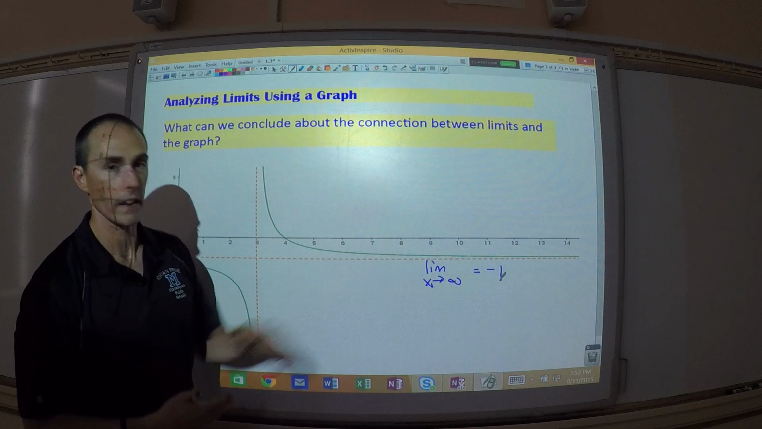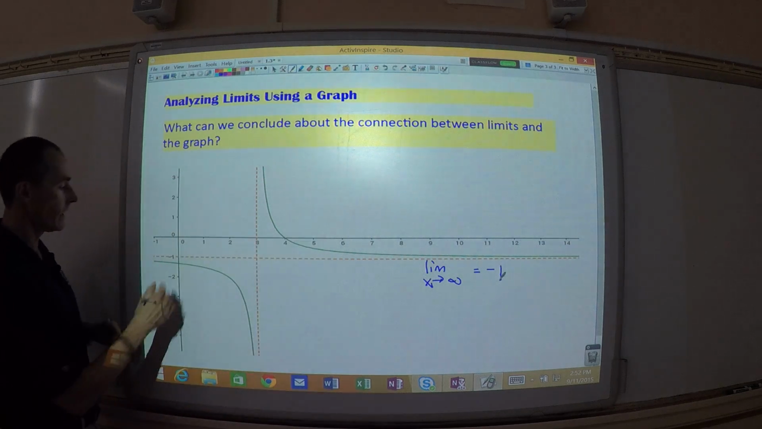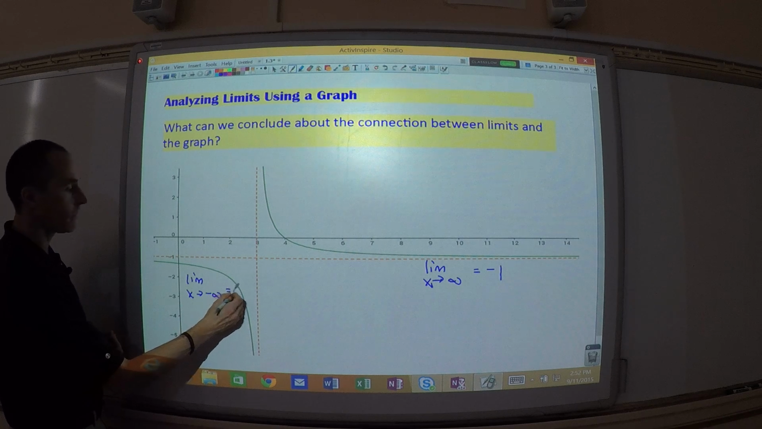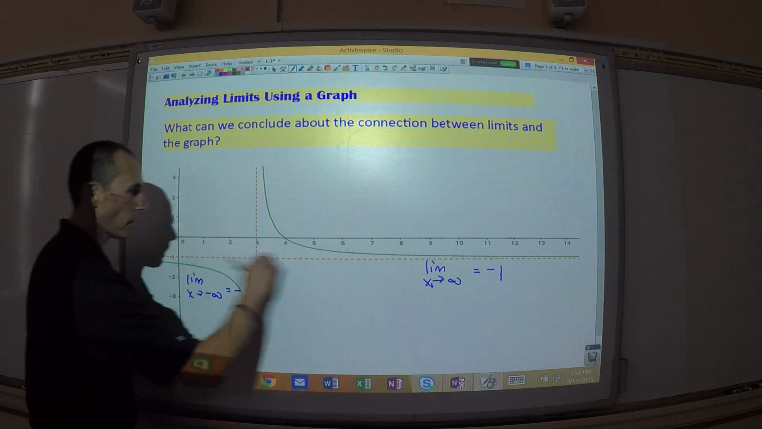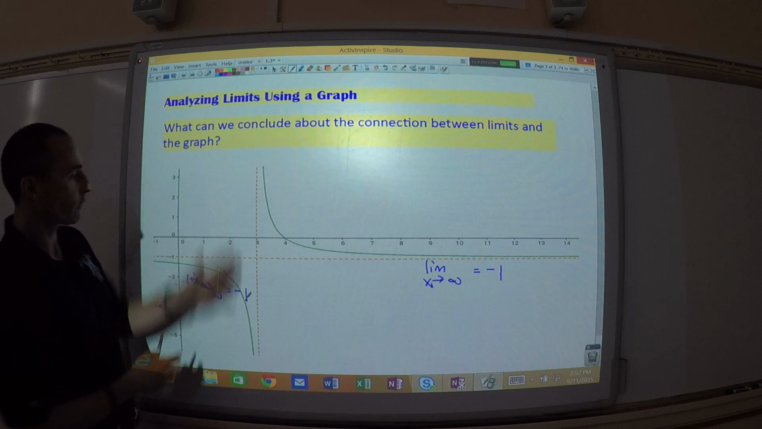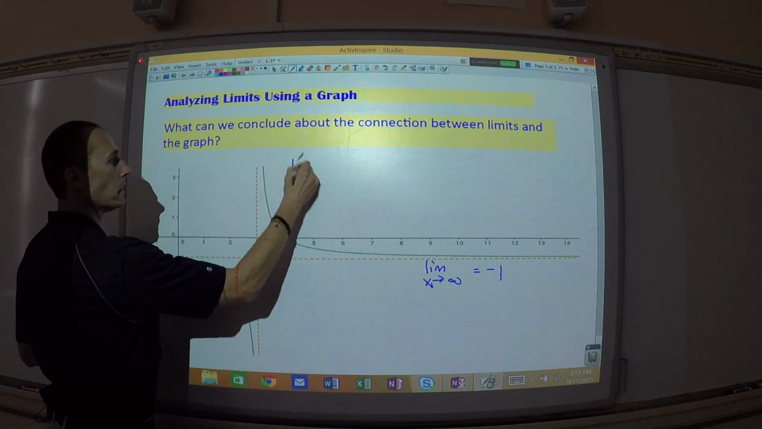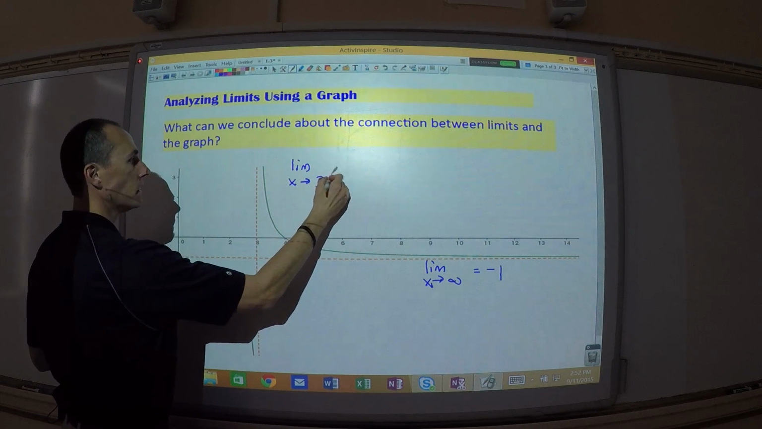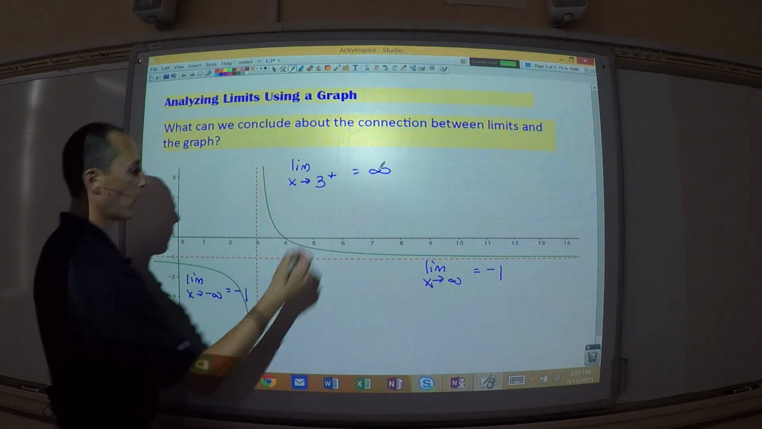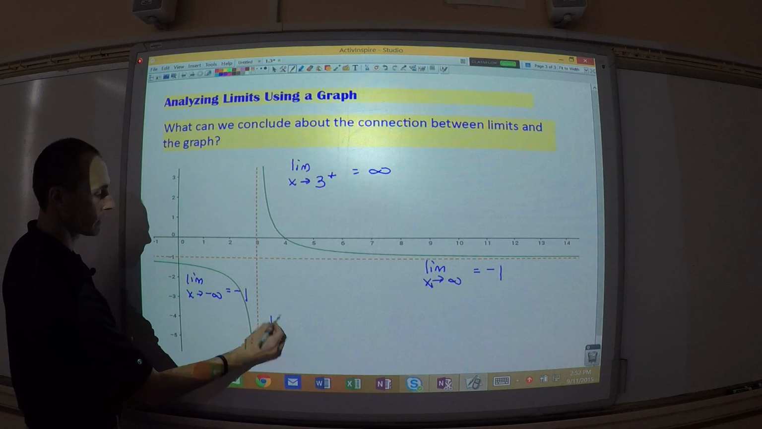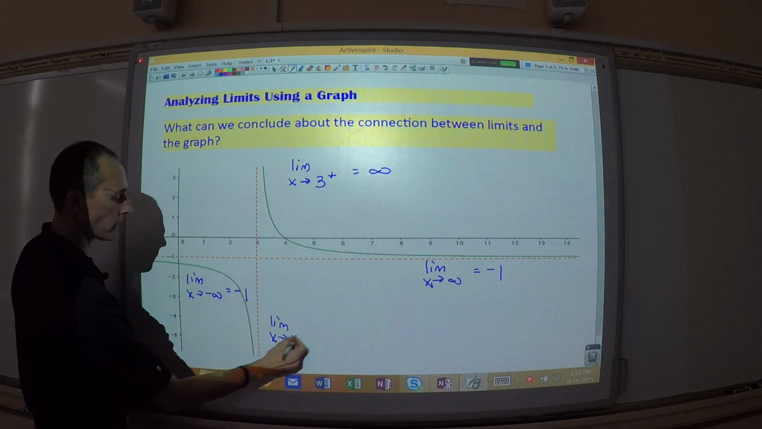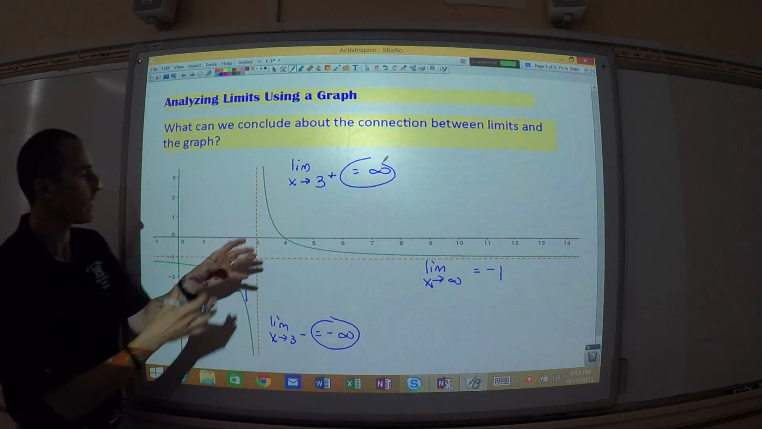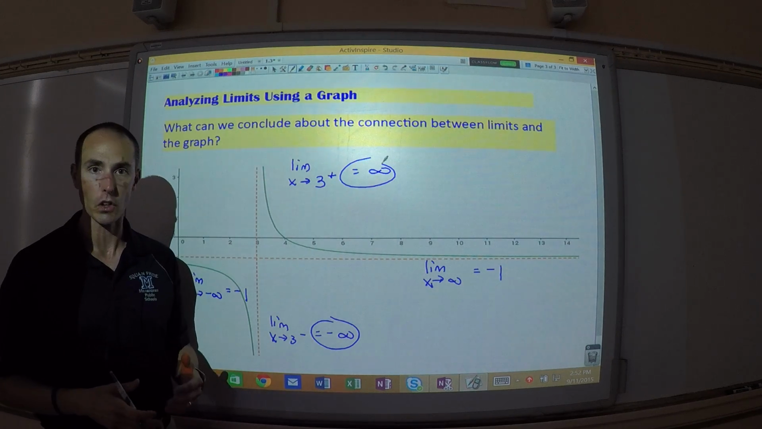That's why we have this horizontal asymptote here. On the flip side, the limit of this function as x approaches negative infinity also must equal negative 1 along that horizontal asymptote. Now what about the vertical asymptote? Well, the limit as x approaches, let's say, 3 from the right is infinity, whereas the limit as x approaches 3 from the left is negative infinity. Because of these conclusions in either case, that's what's giving me that vertical asymptote.